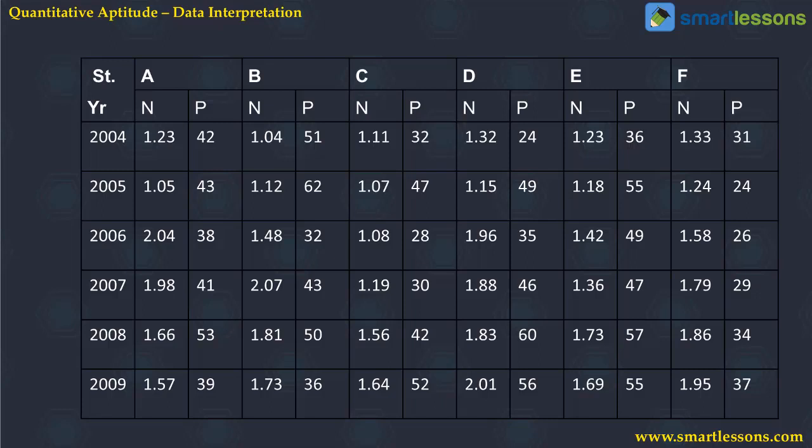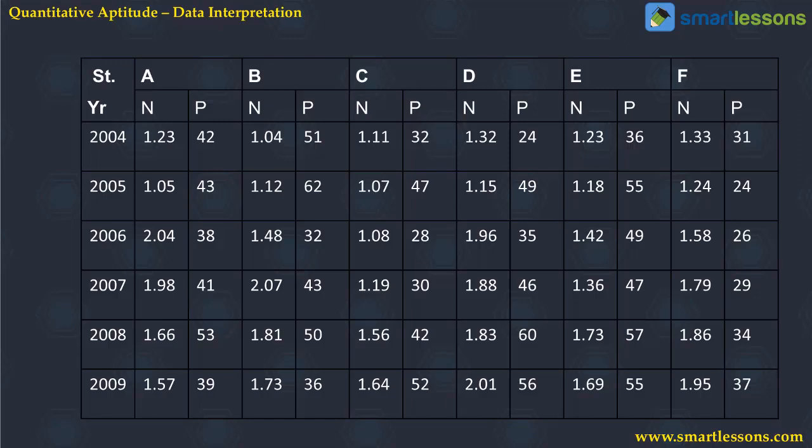So be careful that n, that column n, it represents the number of candidates who are appearing the entrance exam, and P, that represents the percentage of students who are qualifying that entrance exam. And also all this number, this 1.23, 1.04, these are in lakhs. So it means if it is 1.23, that means 1.23 lakhs candidates, they are appearing that entrance exam, right?